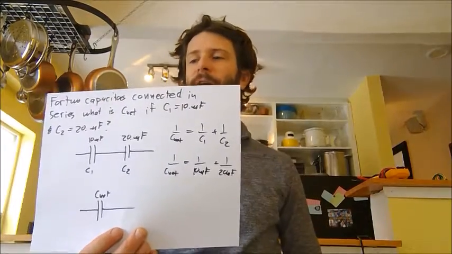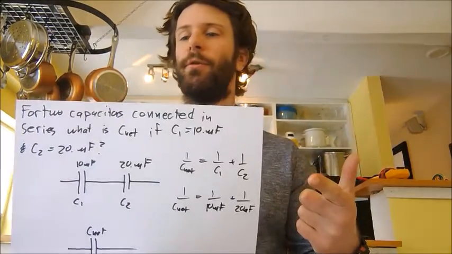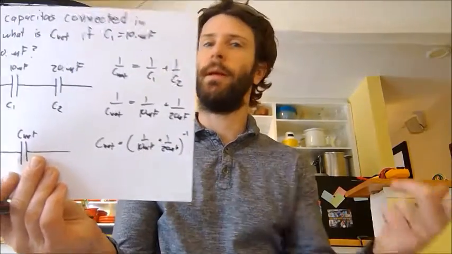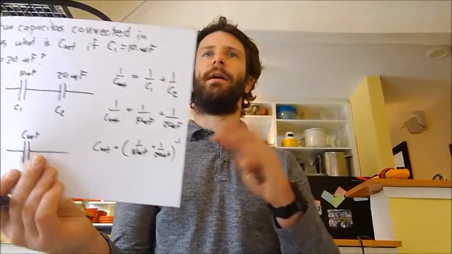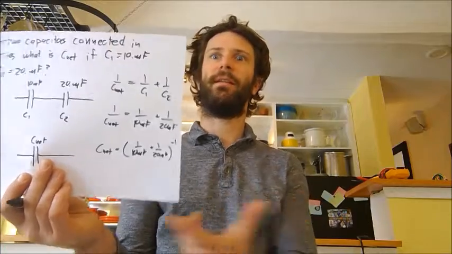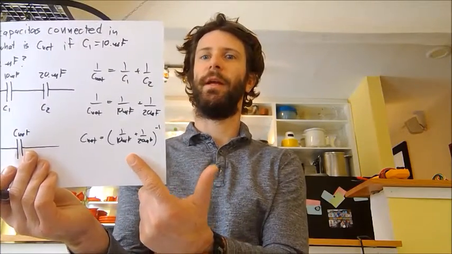The way we add fractions, well, first we want to take the reciprocal of both sides. When I take the reciprocal of both sides, we end up with this. Do not distribute the negative 1 onto 1 over 20 microfarads. You can't distribute that and just say 10 plus 20 again. That's also not right. 10 plus 20 would be 30, 1 over 30. 30 is not going to be the answer.